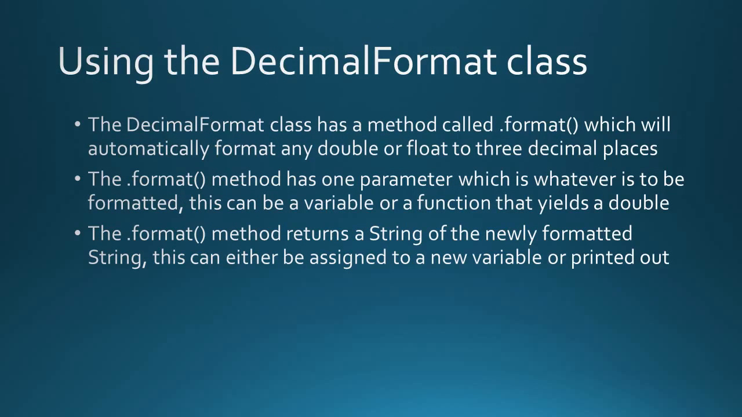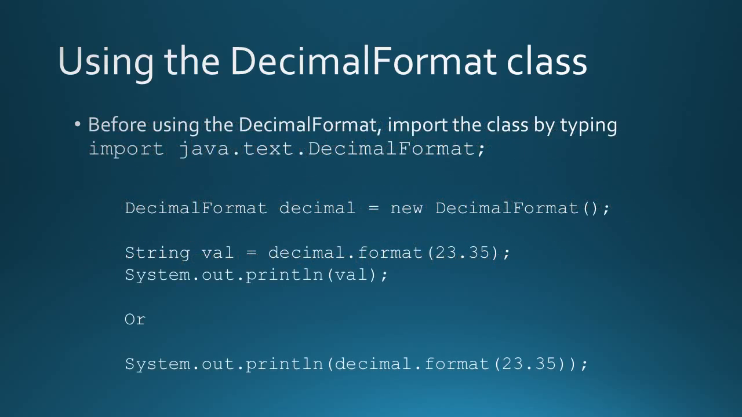DecimalFormat is a class that contains a format method which will format a double or float variable or an operation that yields a double to 3 decimal places, meaning if you enter 25.55556, it will return 25.556. This method returns a string, which you can either assign to a new variable or print out in a System.out.print method. Before you use the DecimalFormat class, you have to import it.